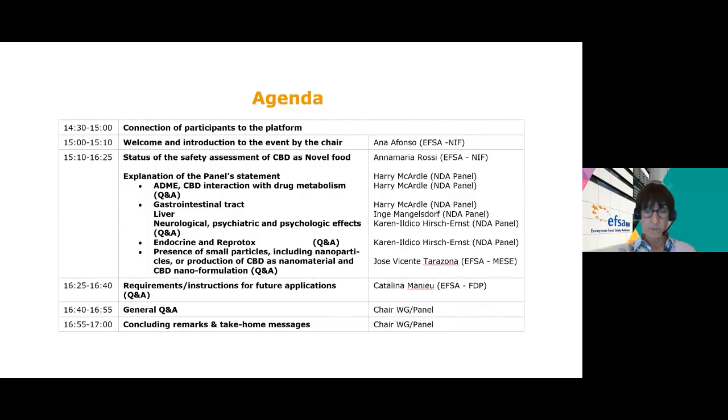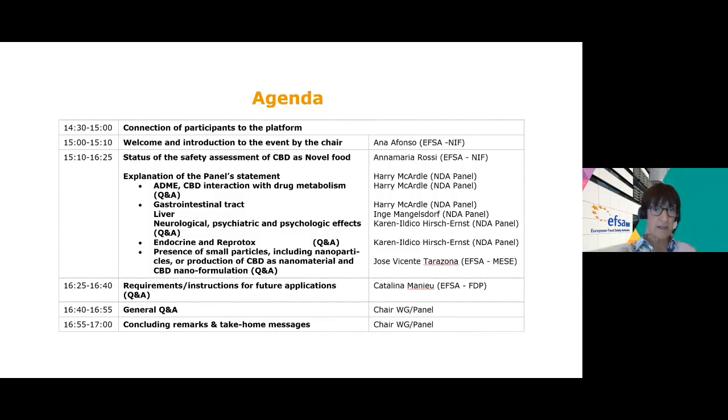And then I will ask our experts, Harry McArdle, member of the NDA panel, to go through two sections, ADME and gastrin, and then stop. Actually, I'm making a mistake here. One section, and we will have a small question and answers. Section 2 will cover gastrointestinal tract, liver, neurological, psychiatric, and psychological facts. So all the data gaps that have been identified related to possible adverse effects comprising these organs.